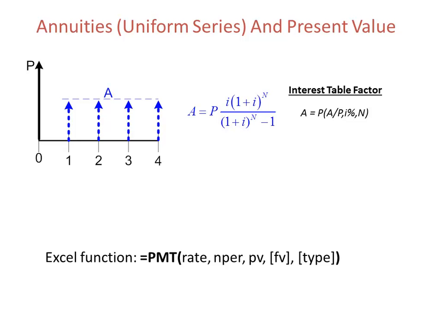The fields that are in brackets are optional fields that you won't use. You can have it calculate the payment based on either a present value or a future value. We'll be doing it based on a present value. The type field has to do with whether payments are made at the end of the year or the beginning of the year. So you can just ignore those last two fields. It's just the first three fields that you'll need to fill in.